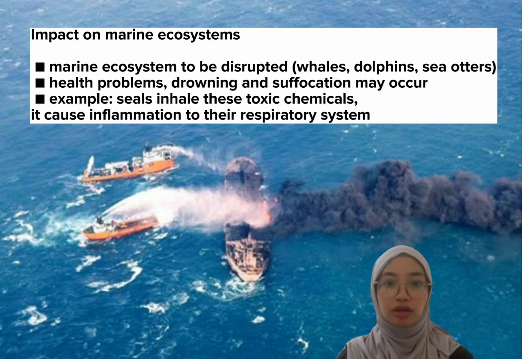I will continue with the environmental impact of oil spills, where our discussion is focused on the marine ecosystem. The first impact is on the marine animals. The presence of oil on the surface of the ocean has led to major interruption to the marine animals' bodies and health. This is because the animals spend more time at the surface.